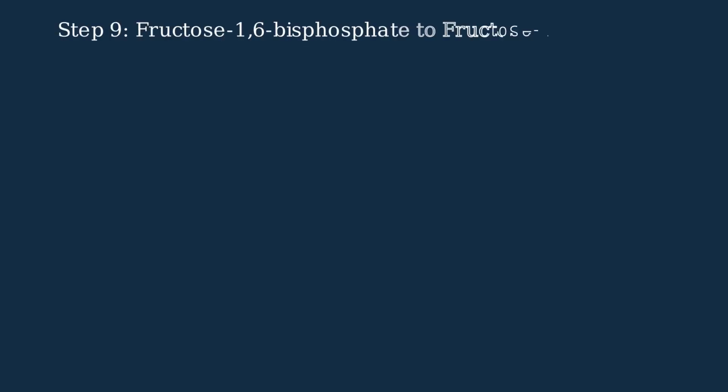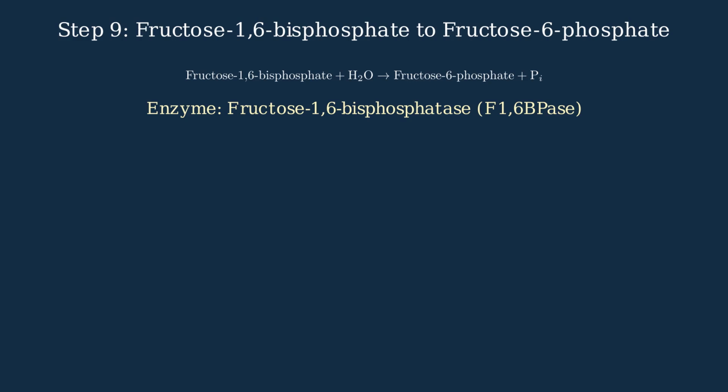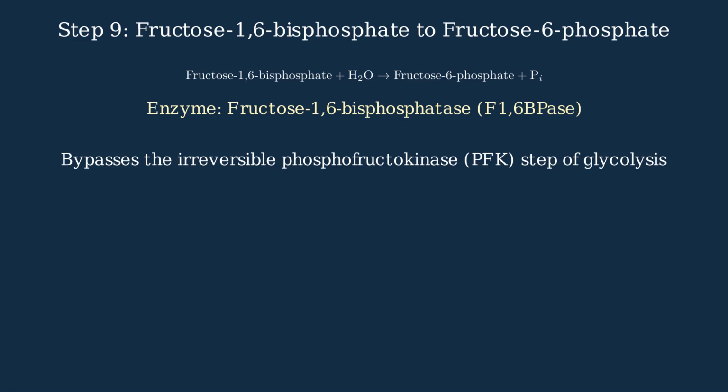In step 9 of gluconeogenesis, fructose 1,6-bisphosphate is converted to fructose 6-phosphate through a hydrolysis reaction. This reaction is catalyzed by the enzyme fructose 1,6-bisphosphatase, also known as FBPase. Importantly, this step bypasses the irreversible phosphofructokinase step of glycolysis, creating a distinct pathway for gluconeogenesis.